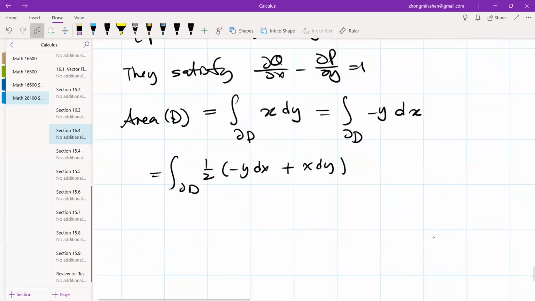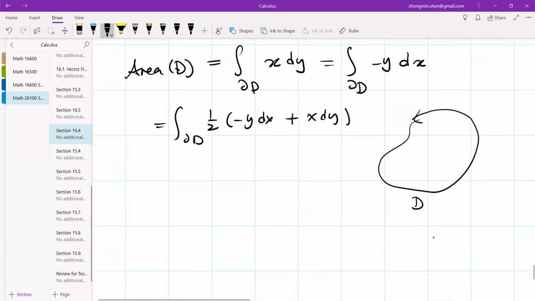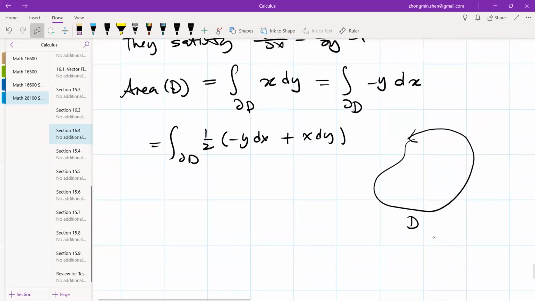That's interesting. So the line integral along its boundary gives you the area of the region enclosed by this curve. This is amazing, right? So the information around the boundary gives the information of the interior part.